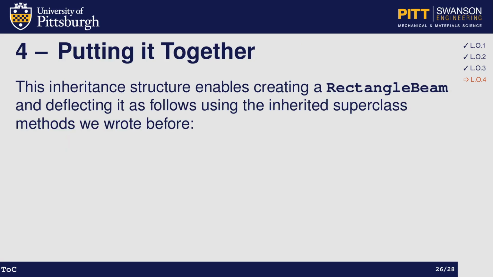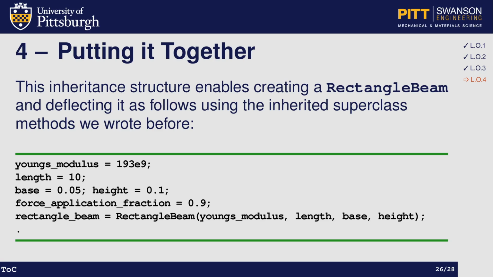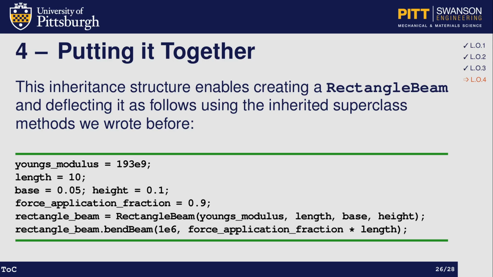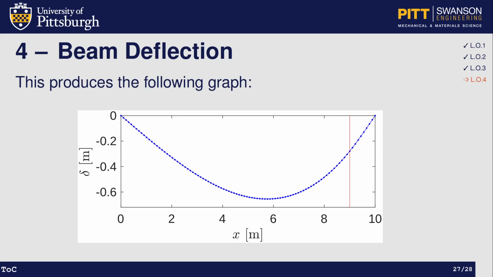Now this inheritance structure enables us to make a rectangle beam and then to deflect it as follows using some of those superclass methods that we wrote before. First, we just define some properties for the beam and then create the beam itself, which will call the constructor that we just wrote, and then finally apply the beam bending function with that applied force. This produces the following graph. It shows the deflected beam profile given the force application at 90% of the beam's length, which is shown with the red line. This is very easy to use.